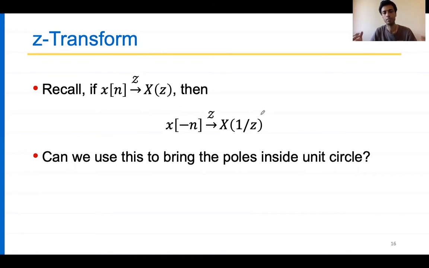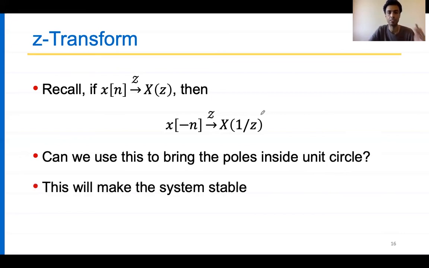So the purpose is that 1/Z brings the poles inside the unit circle, right? Why was our system unstable? Because the poles were outside the unit circle. So we will be using this property to bring the poles inside the unit circle by reversing Z. This will make the system stable and we can implement it, right?